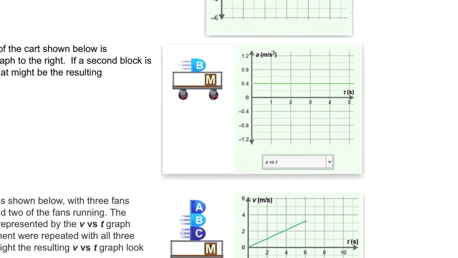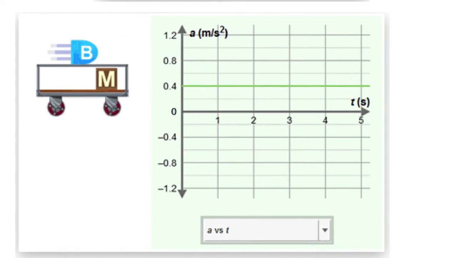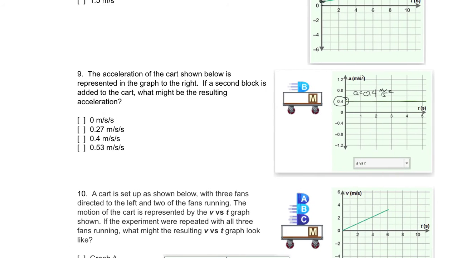Let's talk for a second about what we're even looking at. We have a graph of acceleration versus time. What information do you see on this graph? It is a constant acceleration of what value? 0.4. So it has an acceleration of 0.4 meters per second squared. And it has that forever, right? Constant.